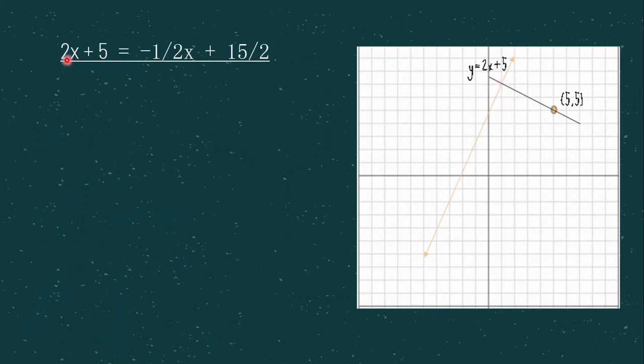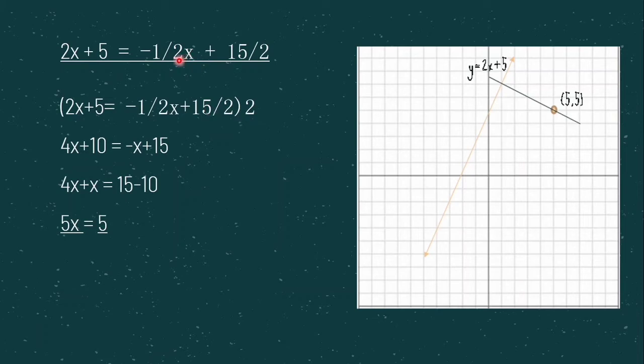So it will then become 2x plus 5 equals -1/2 x plus 15/2. And because we have denominators right here, it will be easier to get rid of them. So you will multiply both equations by 2. It will then become 4x plus 10 equals -x plus 15. Because when you multiply 2x by 2, it will become 4x, and 5 times 2 is 10.